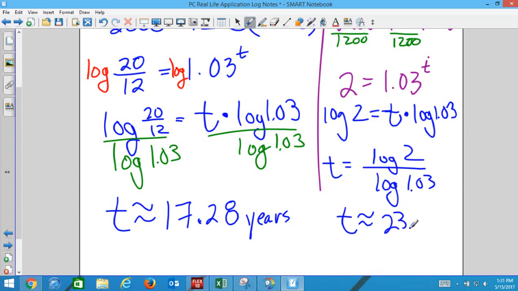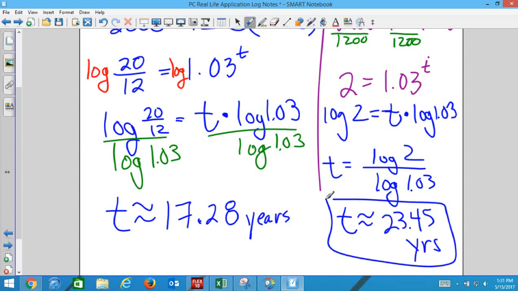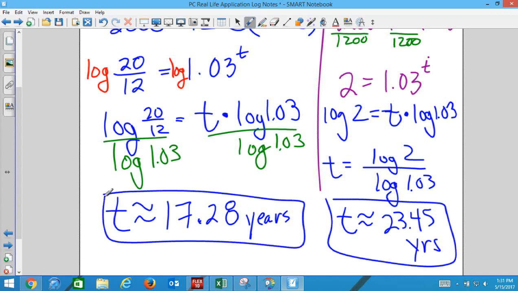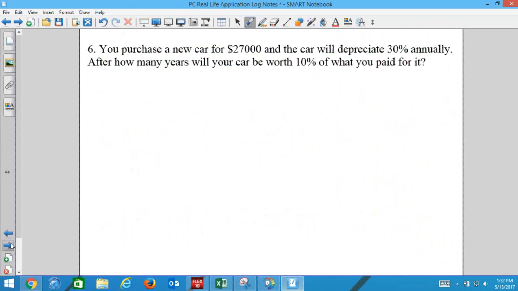23.45. So if you put $1 million in, how long would it take you to get to $2 million? 23.45 years. Always, with 3%. Because right here, it's just doubling. It doesn't matter if it's 1,200 and 2,400 or 1 million and 2 million. When you divide by that first number, it's going to be 2. So it takes the same amount of time to double the money, no matter how much money was in there.